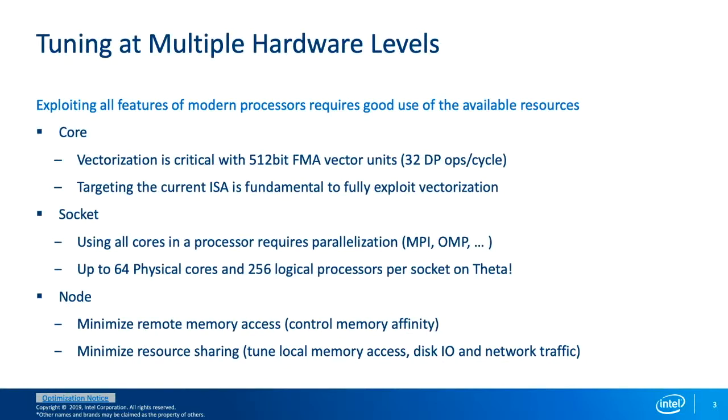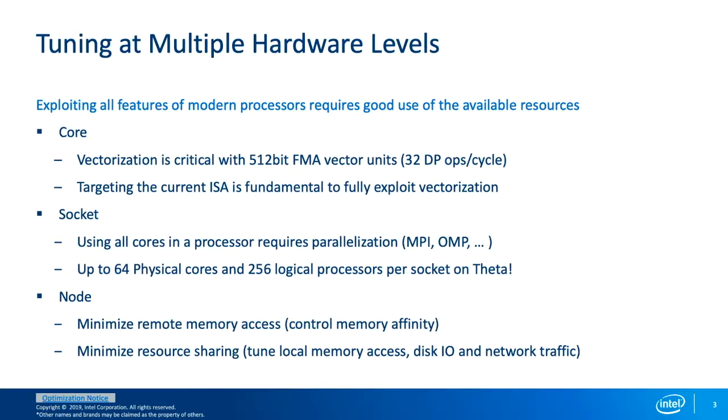And at the core, socket, and node level, you have different things that you need to worry about. At the core level, you typically care about specifics to the ISA, things like vectorization and so on. At the socket level, it's more about your level of parallelization within shared memory. And once you get beyond that, it's more related to shared resources, things like your I/O or local memory accesses and so on and so forth.